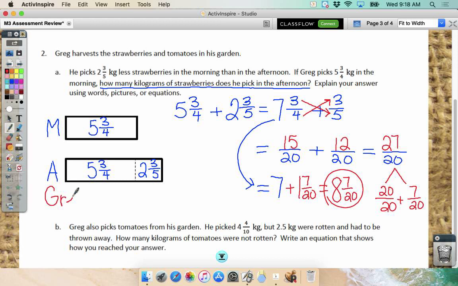So how much did Greg pick in the afternoon? 8 and 7/20. That's a lot of strawberries in one day.